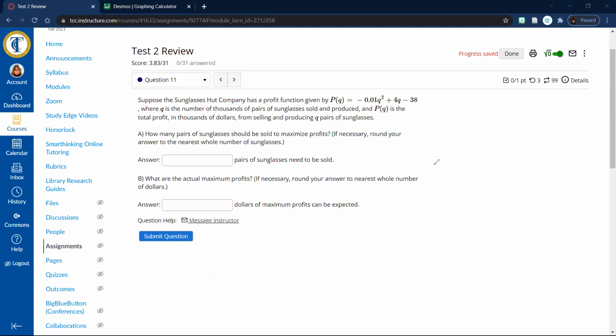Q is the number of thousands of pairs of sunglasses sold and produced, and P of Q is the profit in thousands of dollars from selling and producing Q sunglasses. So if we have our X and Y, Q is the sunglasses and P of Q is the money we make. If they want to know how many pairs of sunglasses should be sold to maximize profits, what do you think we're looking for?